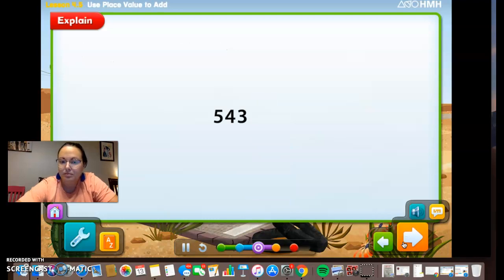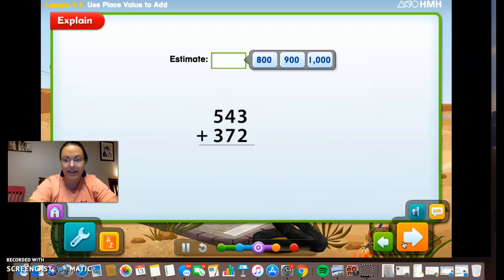Reasonable. Try adding 543 and 372. Okay, let's estimate first. Select the best estimate. Okay, they're asking for the estimate of the sum, not the individual parts here. So we're going to have to keep a little bit of it in our heads.